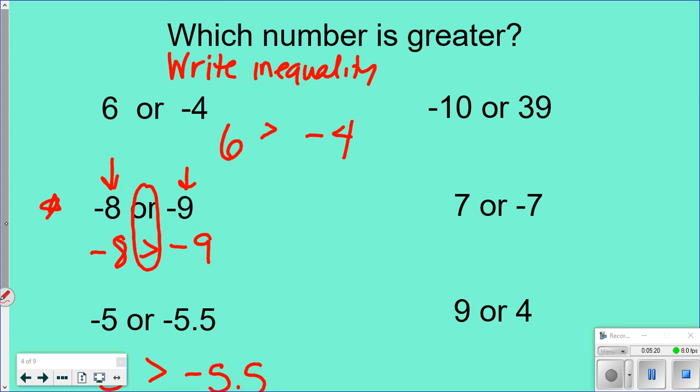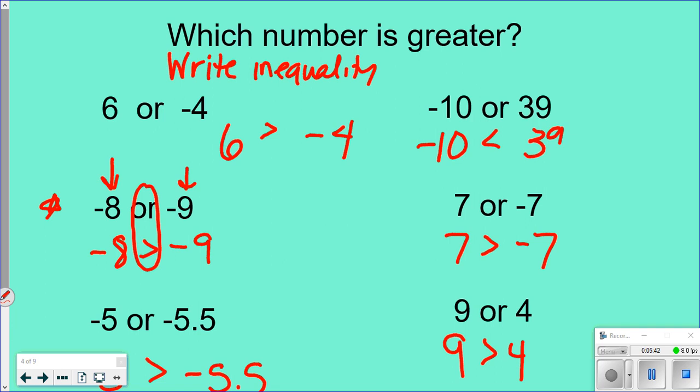So negative 10 or negative 39. So let's do negative 10, 39. What should go in the middle here? Well, negative 10 is less than 39. Okay, so this one, we have 7 or negative 7. For this one, you would do it this way because 7 is greater than negative 7. And then 9 or 4, 9 is greater than 4.